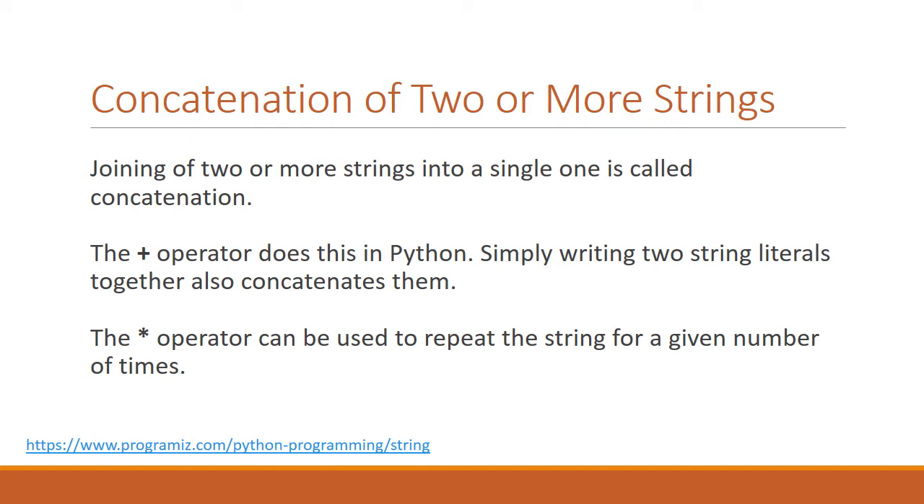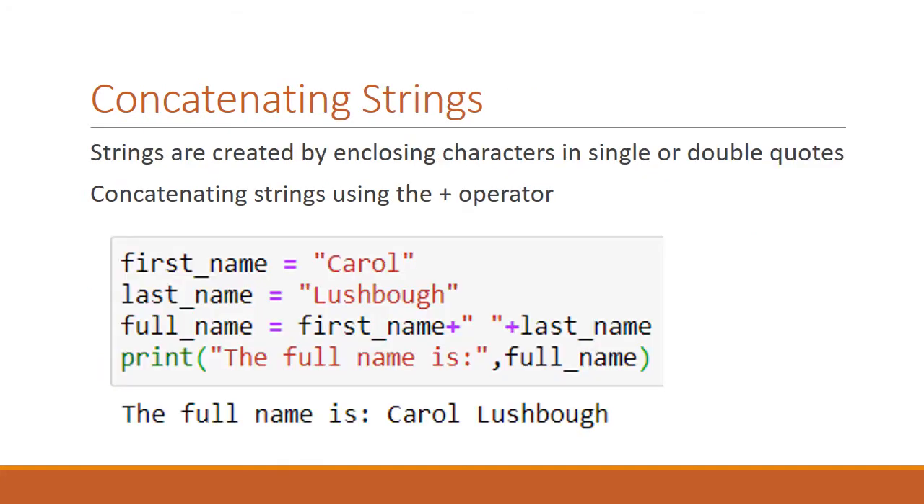There are times when we want to concatenate 2 or more strings. Joining 2 or more strings into a single string is called concatenation. The plus operator does this in Python. Simply writing 2 string literals together also can concatenate them. The asterisk operator can be used to repeat the string for a given number of times. This segment of code presents an example of concatenation.